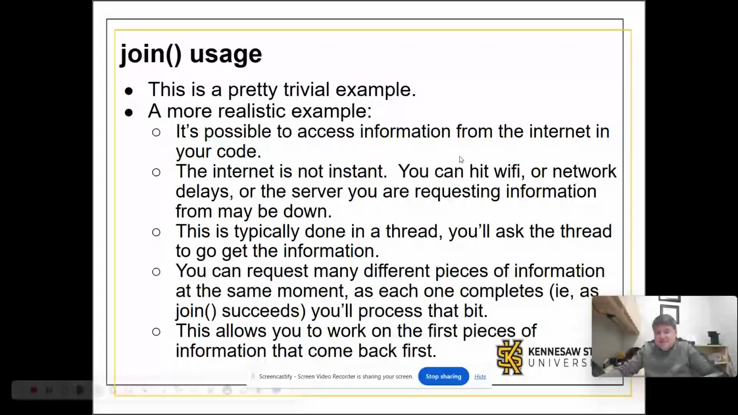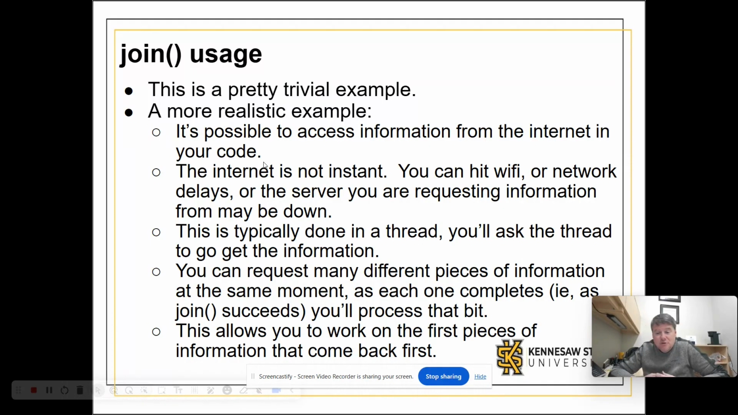It's possible to access information on the internet in your code. We saw that in the last class where we had sockets. So the problem with the internet is that it can be quite slow. You may have Wi-Fi or network delays. You have a server that may be too busy to answer your request right now, or it may just be a really far away server. If you're asking for something in Australia, the speed of light is still going to take a moment to get all the way from there to here.